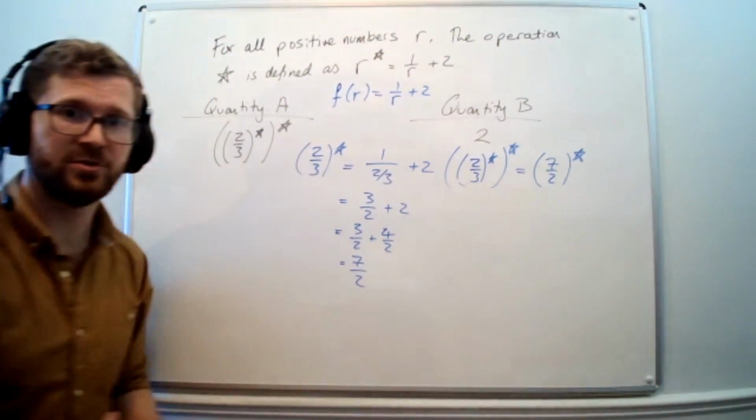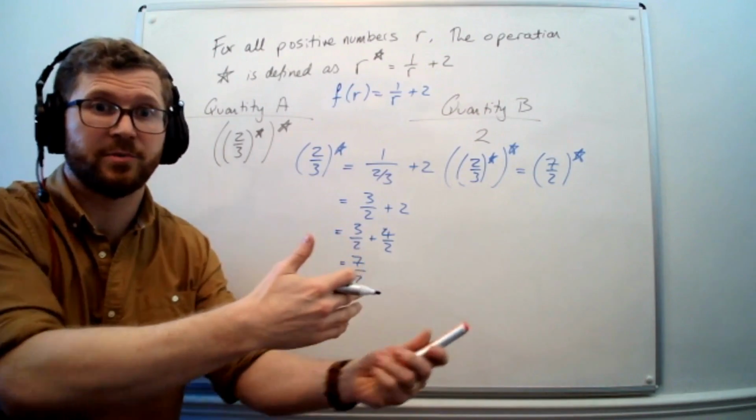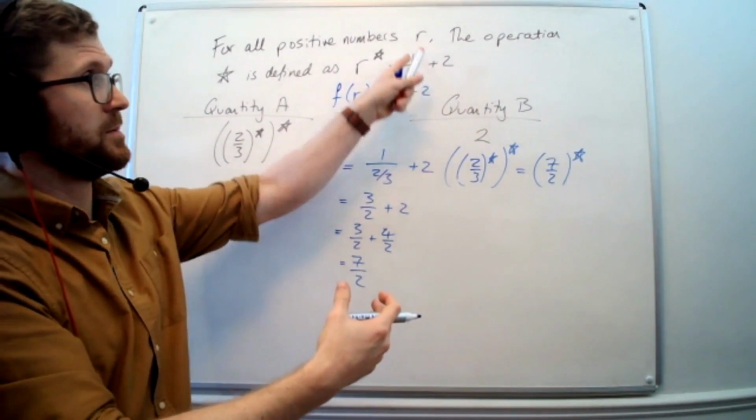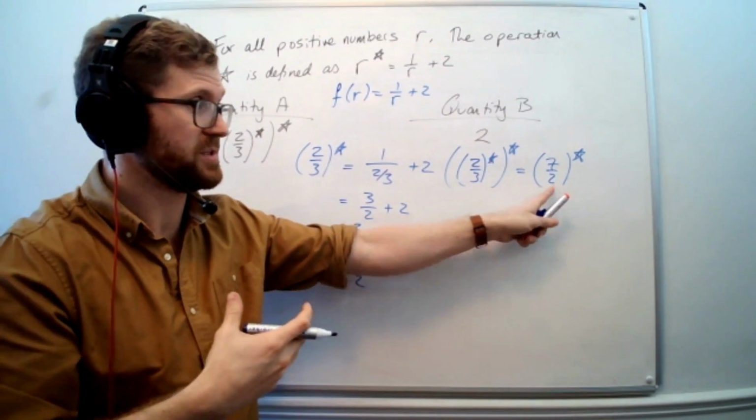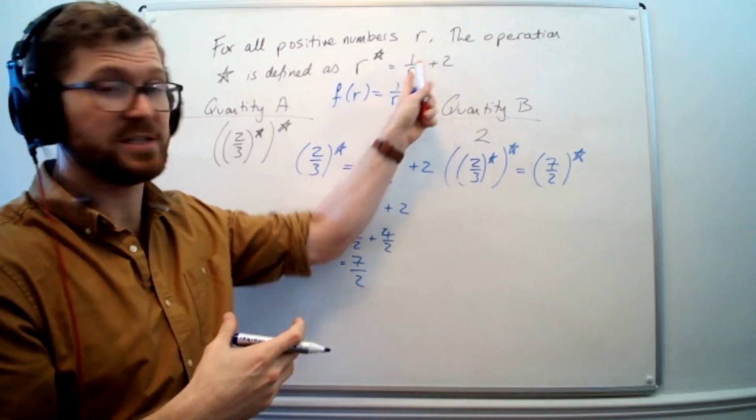So I need to do 7 over 2 starred. And it's just a case of following the process once more. I've got my rule, 1 over r plus 2. Whatever's inside the parentheses, 7 over 2, that's what I'm going to replace the r with.